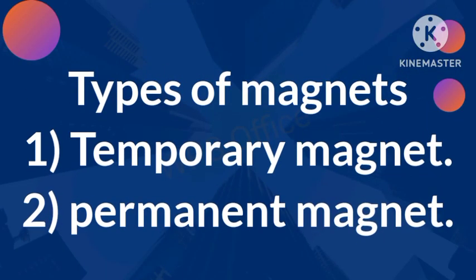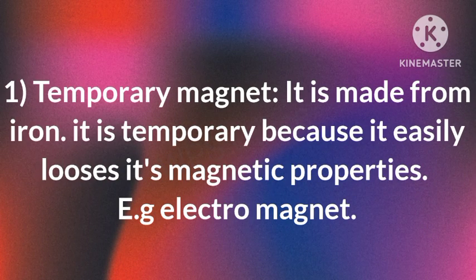Next, types of magnets. We have various types of magnets: 1. Temporary magnets. 2. Permanent magnets. Now, a temporary magnet is made from iron. It is temporary because it easily loses its magnetic property. For example, an electromagnet is an example of a temporary magnet.